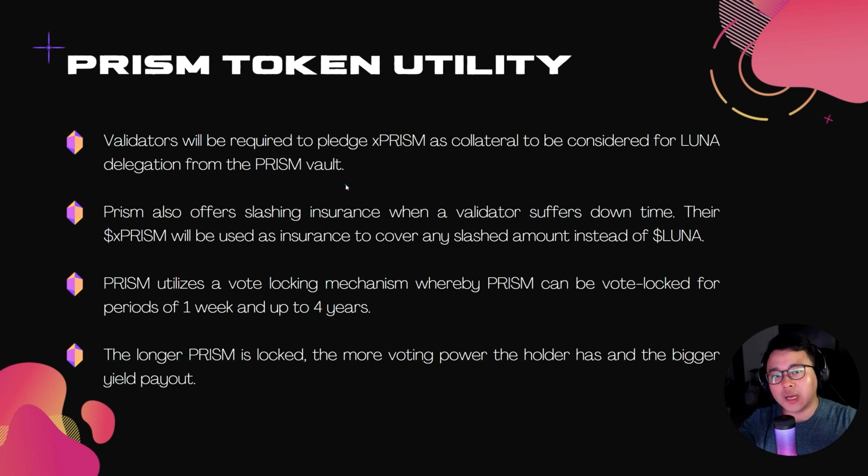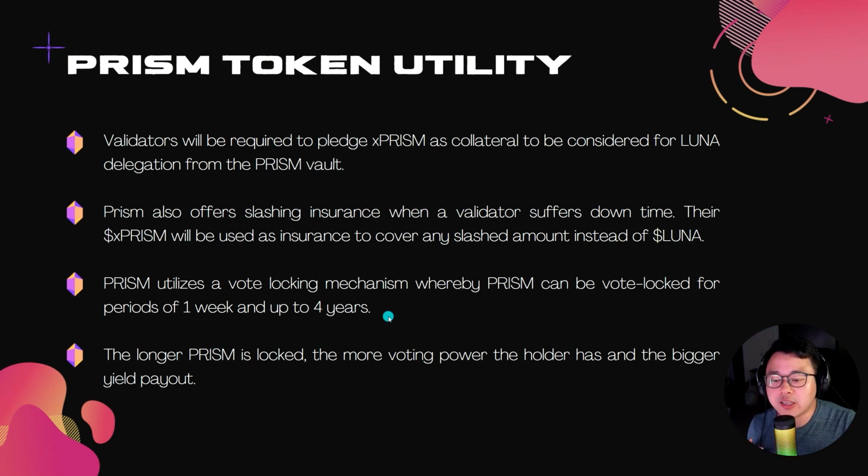So all of the yLUNA that gets staked into the Prism vault is going to receive staking rewards and will have to be delegated into a validator. And for the validator to be chosen, they need to be pledging xPrism. Therefore, validators will want to buy and hold on to Prism in order to receive the additional staking rewards for receiving delegation. On top of that, Prism also offers slashing insurance when a validator suffers downtime. So instead of their LUNA being slashed, they can actually use their xPrism as insurance to cover any slashed amount. So that gives additional benefit for wanting to buy and hold xPrism.